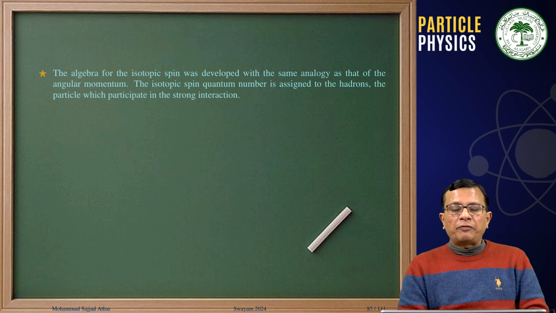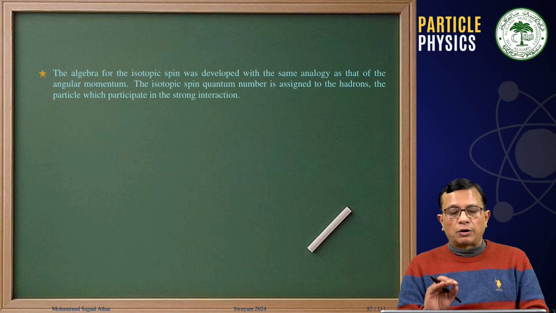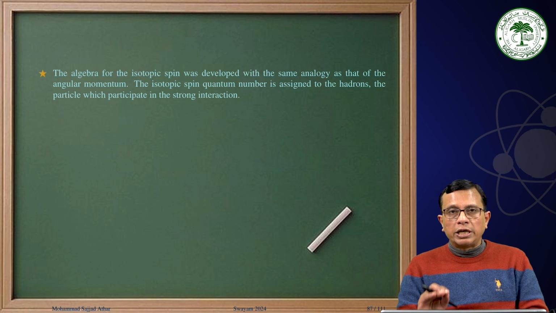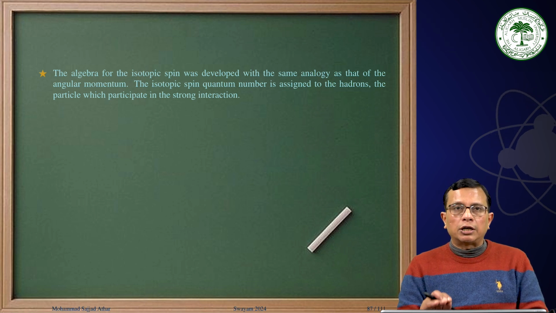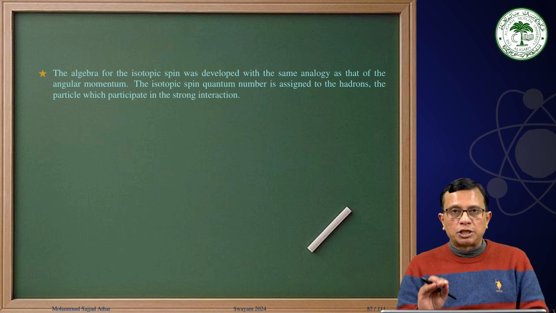The algebra for isotopic spin was developed with the same analogy as that of the total angular momentum. The isotopic spin quantum number is assigned to the hadrons. Mind it, this is assigned only to the hadrons, the particles which participate in the strong interaction. Hadrons means we are talking about baryons and mesons.